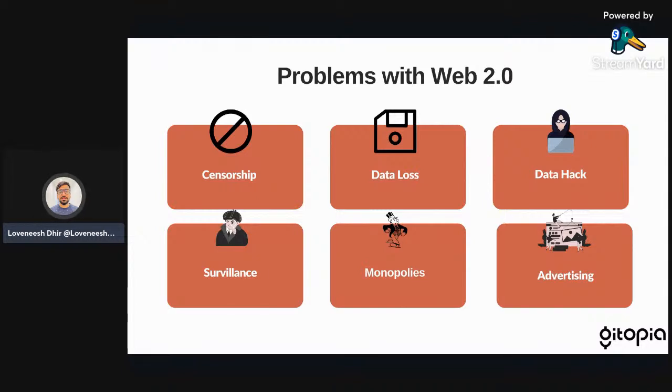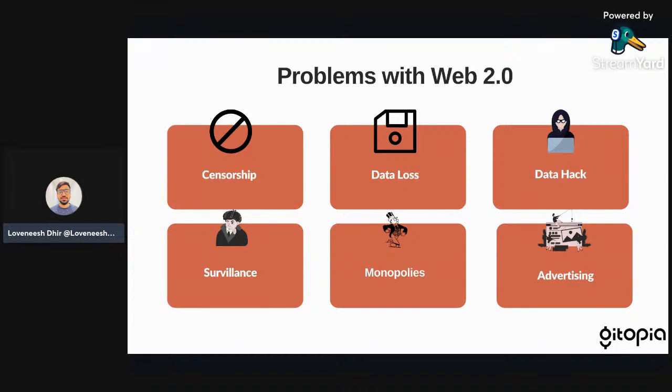So let's say we want to hack or take down YouTube, or we want to take down Twitter. So we just have to do a DDoS attack on the Twitter website or YouTube website only. So these were the problems with Web 2.